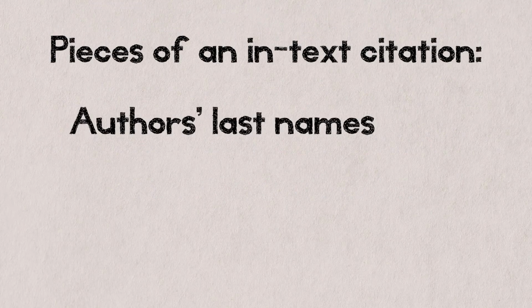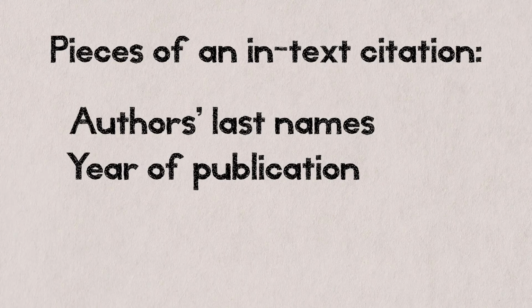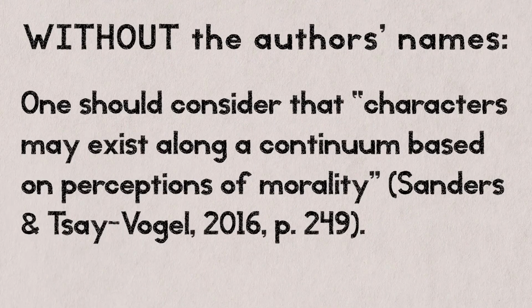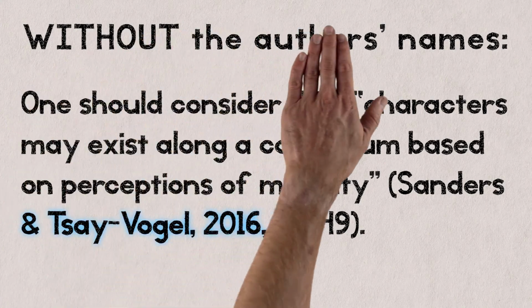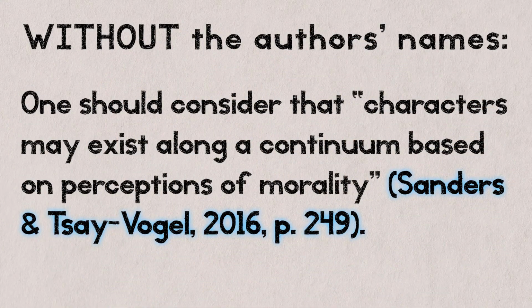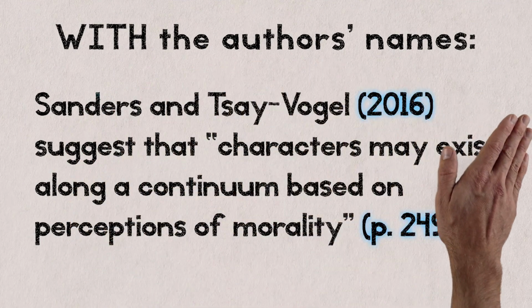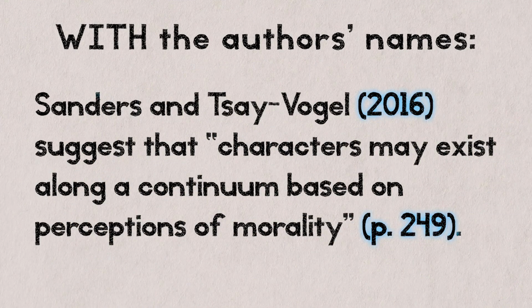The in-text citation has 3 pieces: the author's last names, the year of publication, and the page number. How you format this information depends on whether or not you choose to mention the authors by name in the text. This is a stylistic choice, no right or wrong here. If you don't use the author's names in the text, then the in-text citation looks like this, with everything in parentheses right after the quote. If you do use the author's names in the text, it looks like this, with the year in parentheses after the name and the page number in parentheses after the quote.